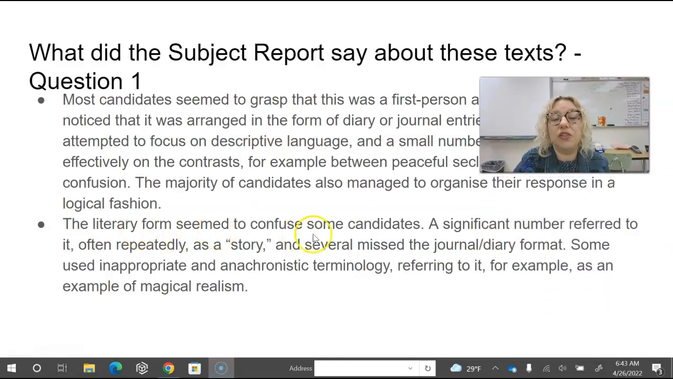The literary form seemed to confuse some candidates. Form is another word for genre, so the type of writing that this is. A significant number referred to it, often repeatedly, as a story. And it's not. We're told right in the very first sentence from the IB test, this is an extract from Prospero's Cell, a non-fiction work by Lawrence Durrell. So don't call it a story if it's non-fiction, right? Those silly examiners that call it a story. We wouldn't do that. And several missed the journal diary format. Some used inappropriate and anachronistic terminology, referring to it, for example, as an example of magical realism. It's not.